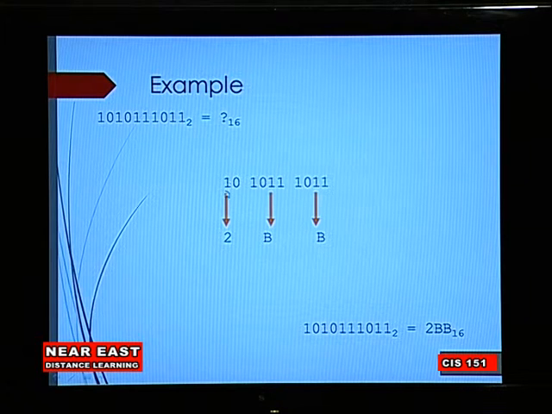And we take the 2 because this one represents the 2s and this one represents the 1s. So we just write 2. So the result will be 2BB in base 16. So this is how you convert binary, base 2, to base 16, which is the hexadecimal. It's a very easy step. You just group it in bits of 4s, and you get the result.